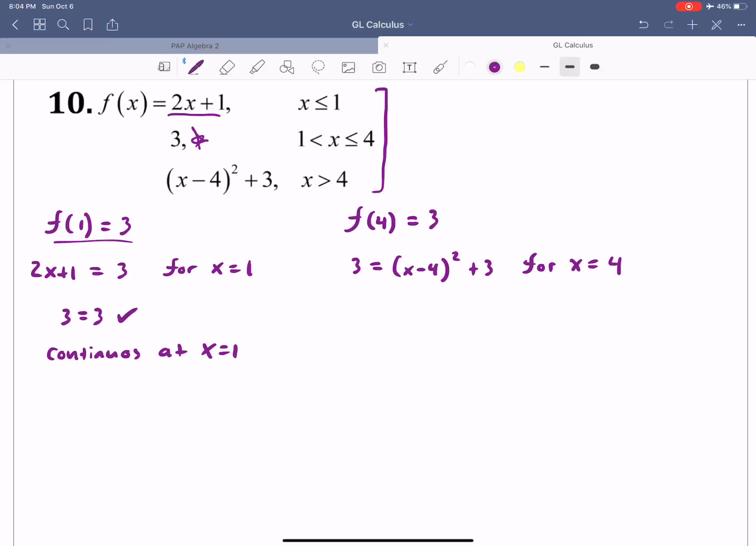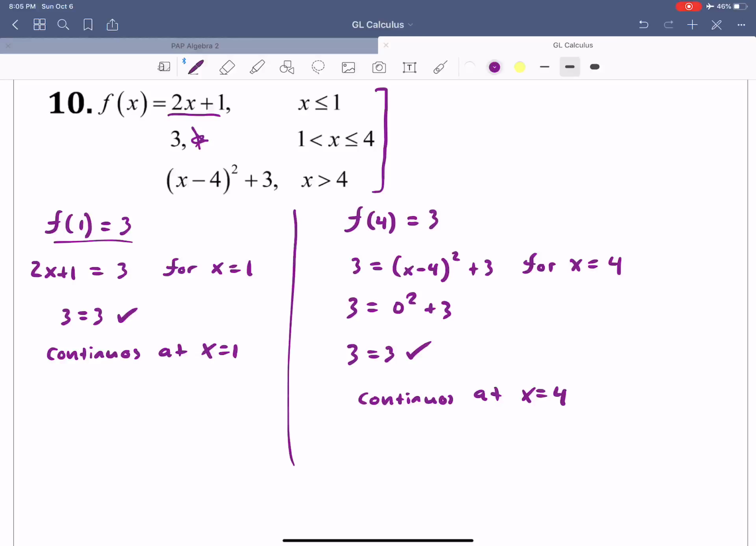So we plug in x equals 4, and we get 3 equals 0 squared plus 3. And looky there, we get 3 equals 3. So we see that the limit exists on both of them, and the limit value is the same as how the function was defined. So we would say that we are continuous at x equals 4. So that one we kind of split into two parts.